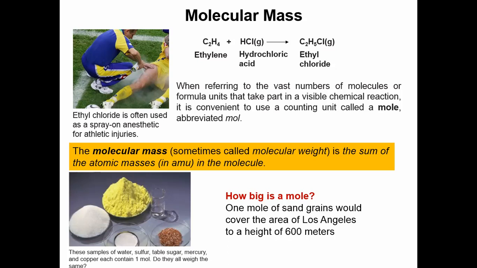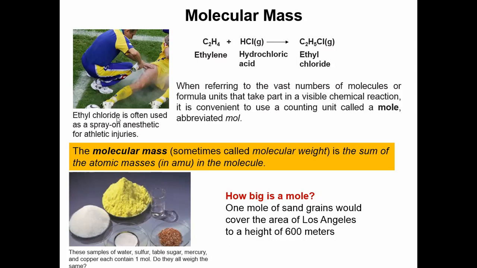So molecular mass, again, when we are talking about a vast number of molecules or formula units that take part in a visible chemical reaction, it is convenient to use a counting unit called a mole. For example, if you look at this reaction, it says that 1 mole of ethylene reacting with 1 mole of hydrochloric acid makes 1 mole of ethyl chloride, okay? I will talk about this in more detail, but for now you can just look at this reaction, and it means that you have 1 mole of this, 1 mole of this, and 1 mole of this.